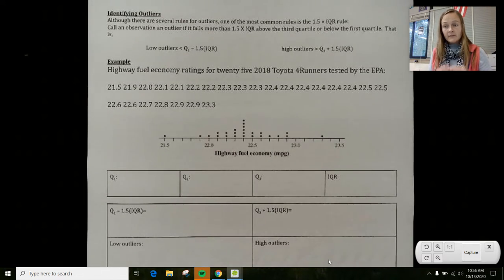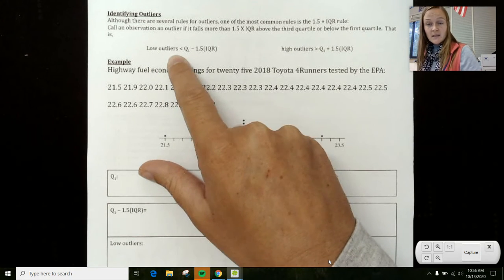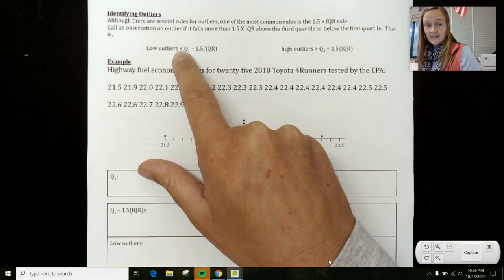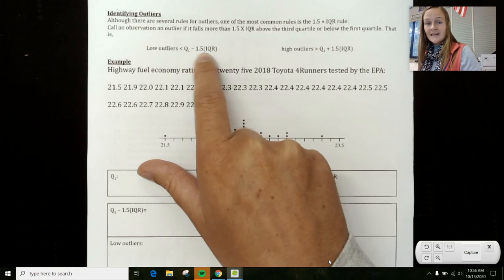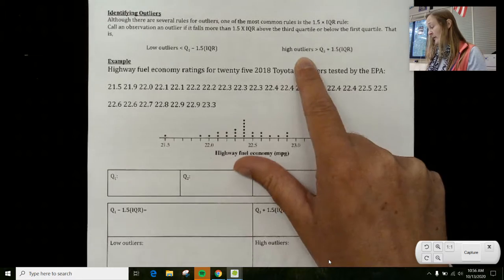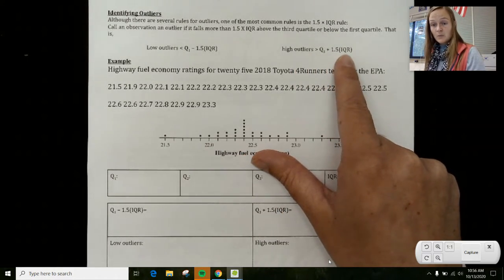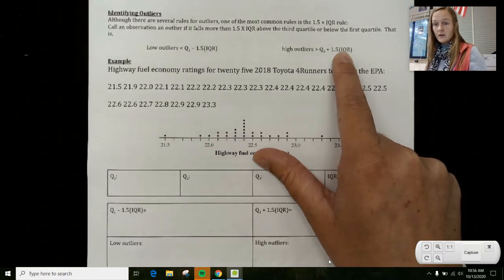So I have low outliers and I have high outliers. In order to find outliers, you need to know the formulas. You can have outliers on the low end, which means that the value is less than Q1 minus 1.5 times the IQR. High outliers mean that the value is greater than Q3 plus 1.5 times the IQR. Now this seems very abstract to start, but I'm going to show you it in clear terms.